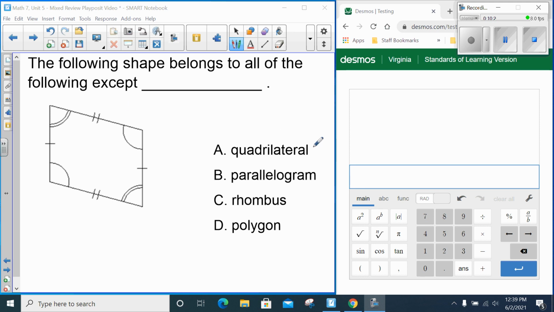So looking at this shape, let's just go down our list. Is this a quadrilateral? Well, to be a quadrilateral, you have to have 4 sides. Does this have 4 sides? It sure does. So yes, this is a quadrilateral.